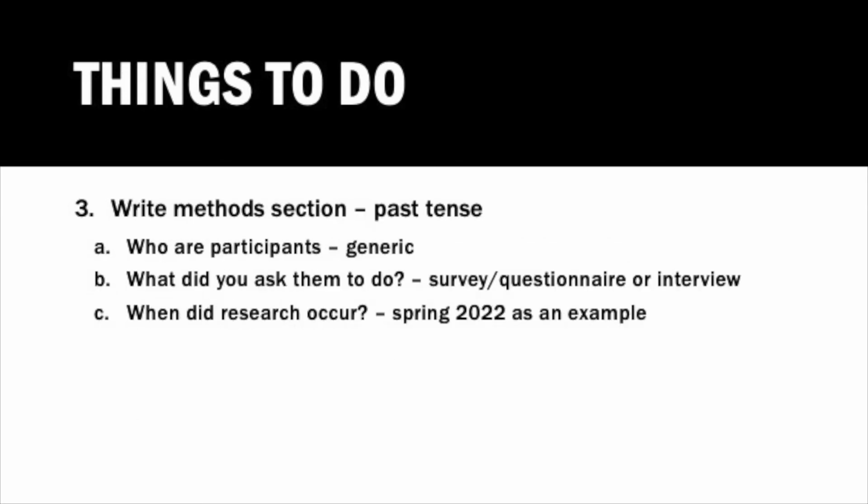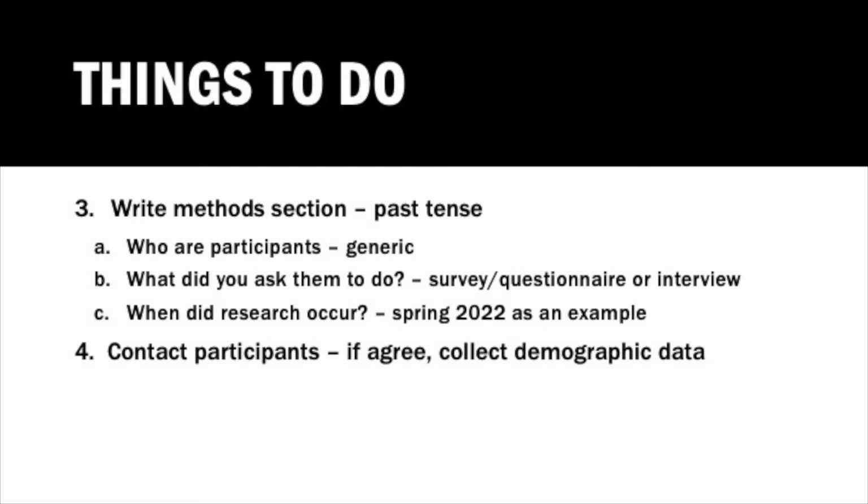Third, write your methods section, including information on your participants and what you asked them to do, survey, questionnaire, or interview, and when the research took place. You can use a season or a semester and the year. Write this portion of your paper in past tense as though you've already done it.